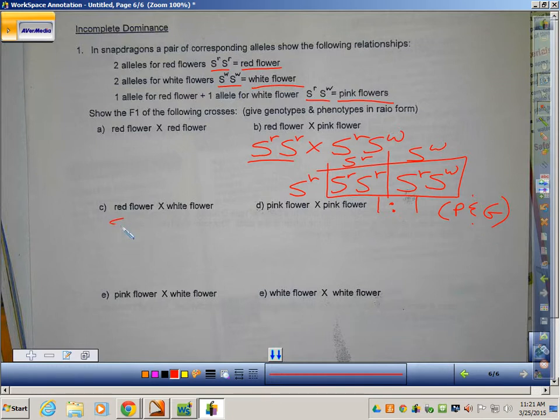So hopefully you guys have all kind of started here and said, all right. Right? Something like that. I'll give you a hint. It's pretty easy. Where one parent can only give an R, the other parent a W, and in this case, all offspring will be pink. What I do want you guys to do, this would be incomplete dominance, right? Especially right here, because this shows pink, right? That's 100% or just one for a ratio, okay?